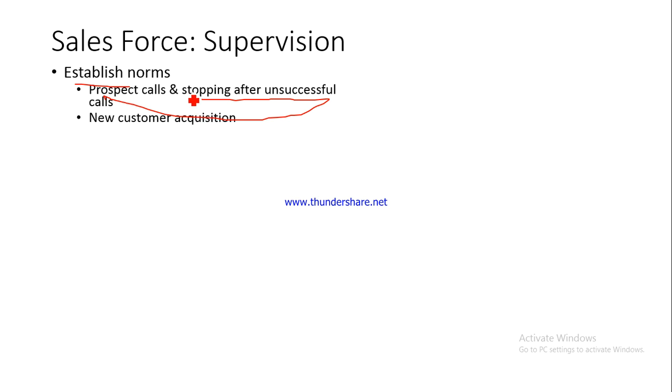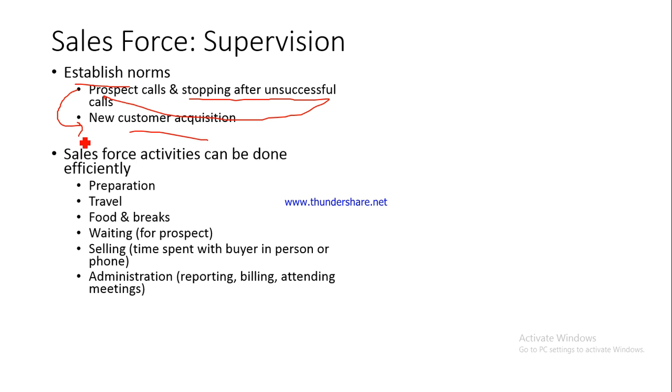So after how many unsuccessful calls, as a salesperson, you would be expected to stop and start focusing on some other prospect. Then there should be norms for new customer acquisition. As I said, new customer acquisition norms are very important, because you have to grow your customer base. You simply cannot keep on selling to the existing customers again and again. Though you have to retain them, you also have to grow your customer base, and for that you will need this particular norm. This is a standard set for the salesperson: how many new customers he should add in a particular time duration.